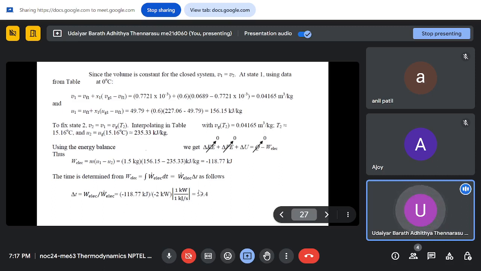So we need to supply 59.4 seconds. It requires 59.4 seconds to change from initial 60% of vapor and liquid to fully saturated vapor. So any doubt?